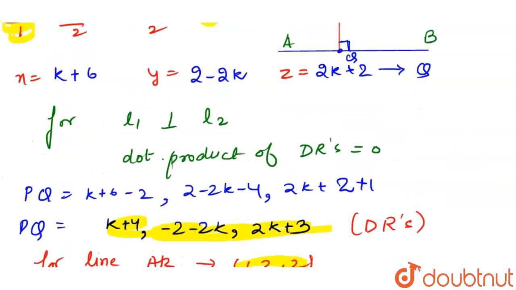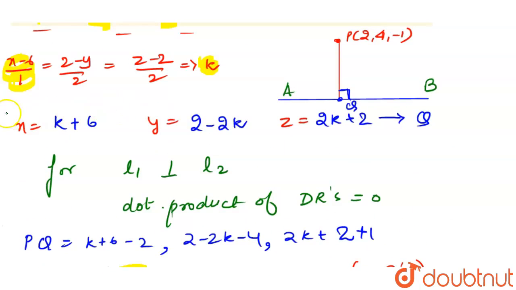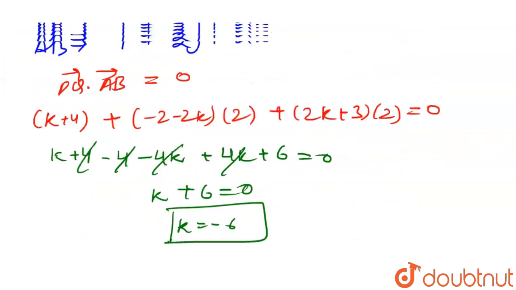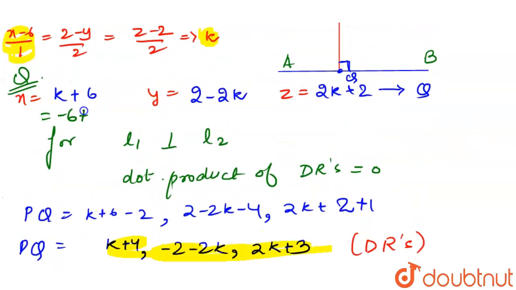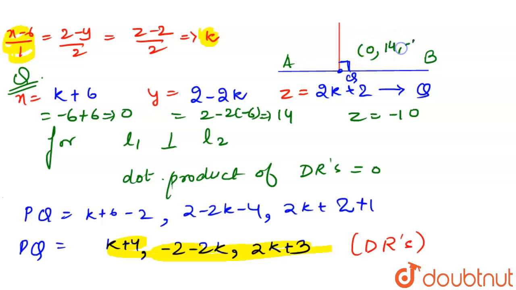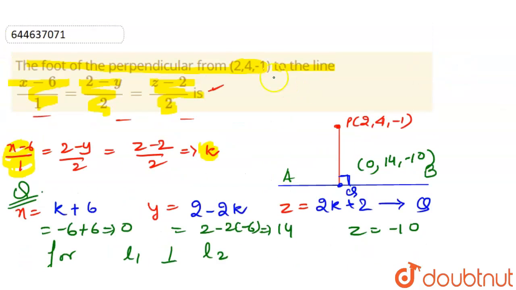So now put this k's value into the points for Q. So k + 6, where k is -6, becomes -6 + 6, that means 0. Then 2 - 2 times (-6): -2 times -6 is 12, and 12 + 2 is 14. And z becomes 2 times -6, which is -12, plus 2 is -10. That means the foot of the perpendicular has coordinates (0, 14, -10). So that is our final answer: (0, 14, -10) is the foot of the perpendicular on this line from the point (2, 4, -1).